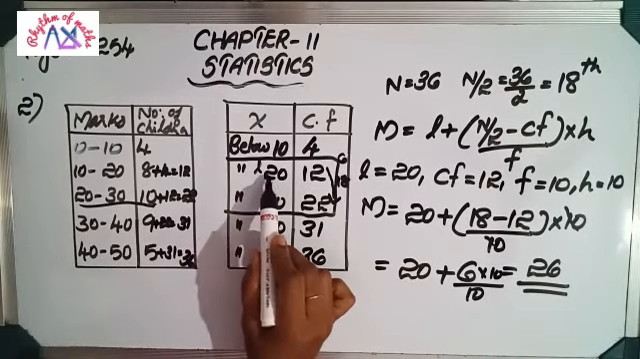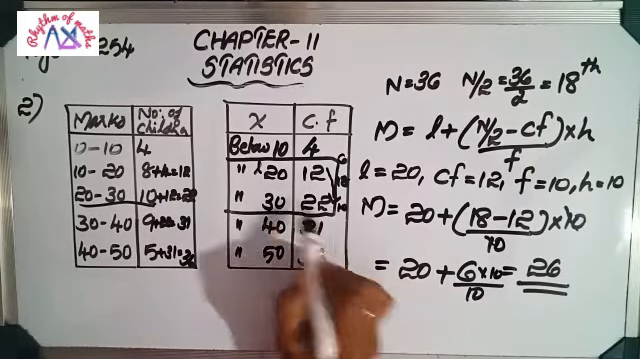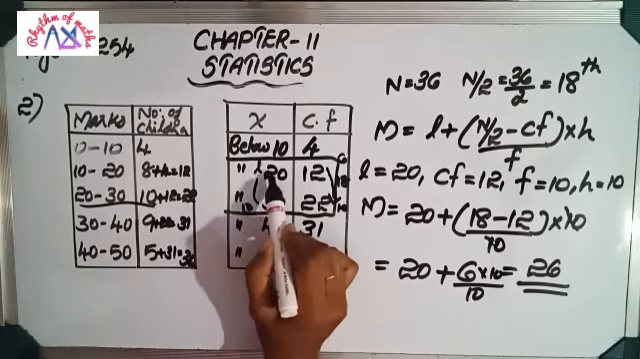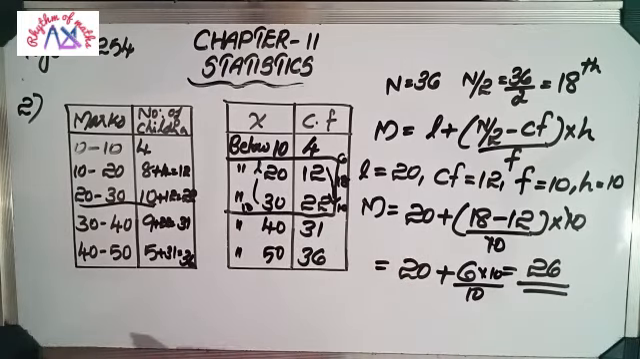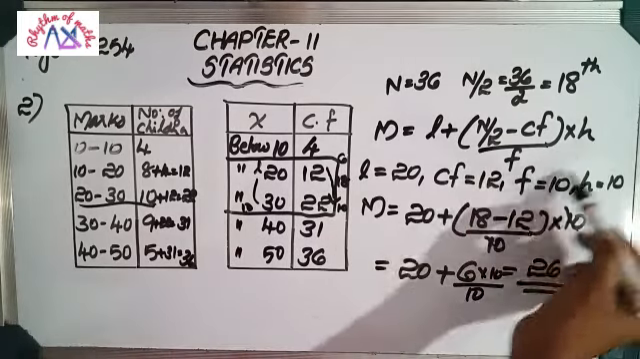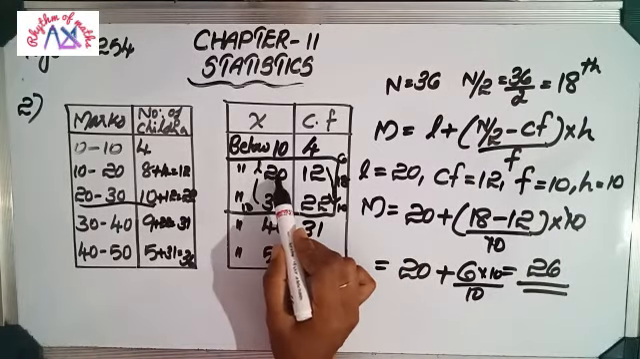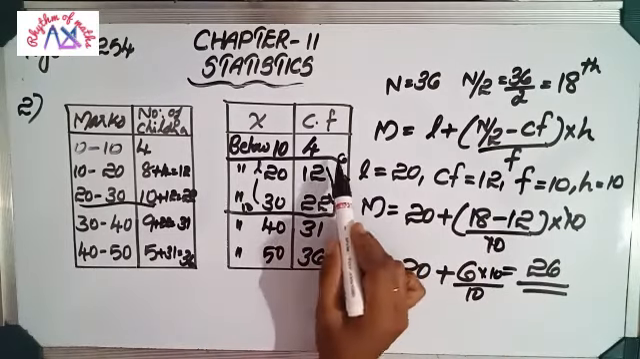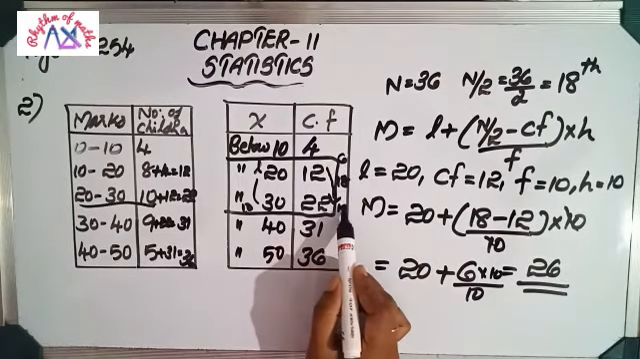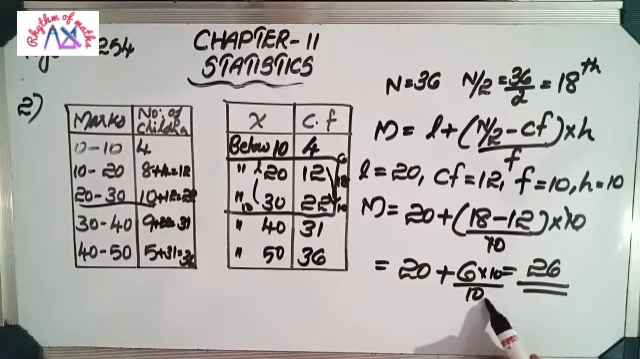Here 20. So 20 plus 6 into the difference of these two, which is 10. The difference of these two is 10. So 20 plus 6 into 10 by 10. Like that also you can write it. No need to memorize this equation by heart. From here itself you can write the answer. 20, then the difference of this 12 and this 18, that is 6. Then the frequency difference, then the width difference. 20 plus 6 into 10 by 10. Like that also you can do.